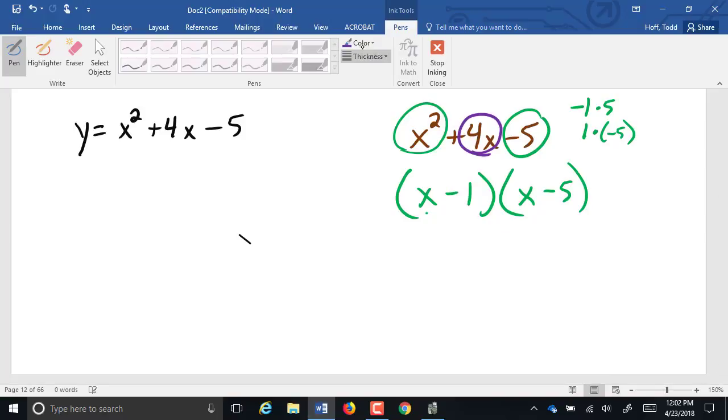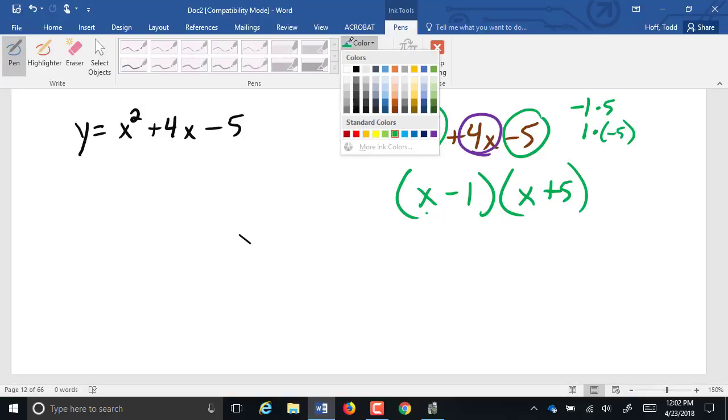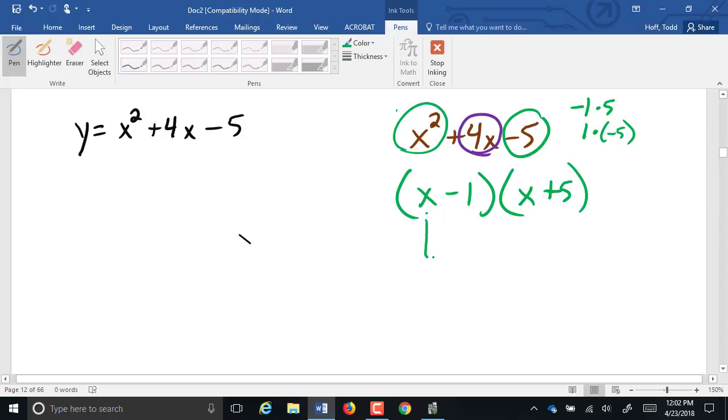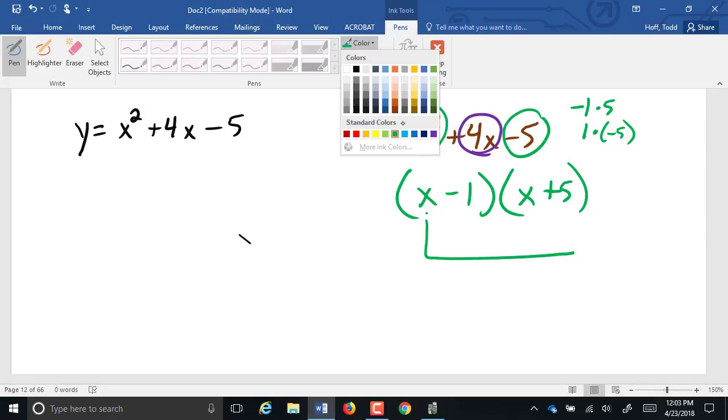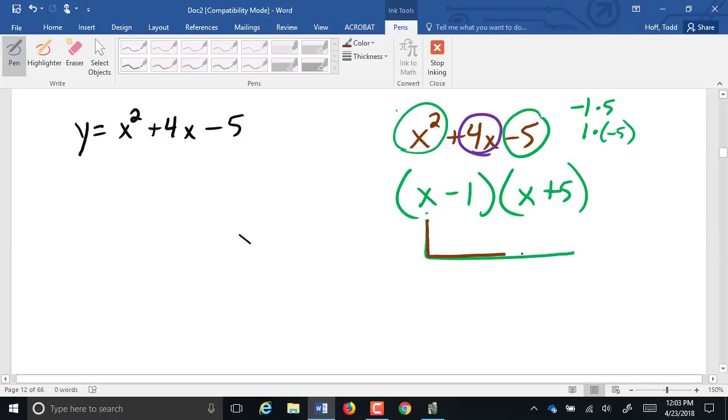What that's telling us is we need to change the signs. Instead of positive 1 and negative 5, let's do negative 1 and positive 5. So now on the outside we have x times positive 5, which is positive 5x. On the inside, negative 1 times x is negative 1x. That gives us 4x.